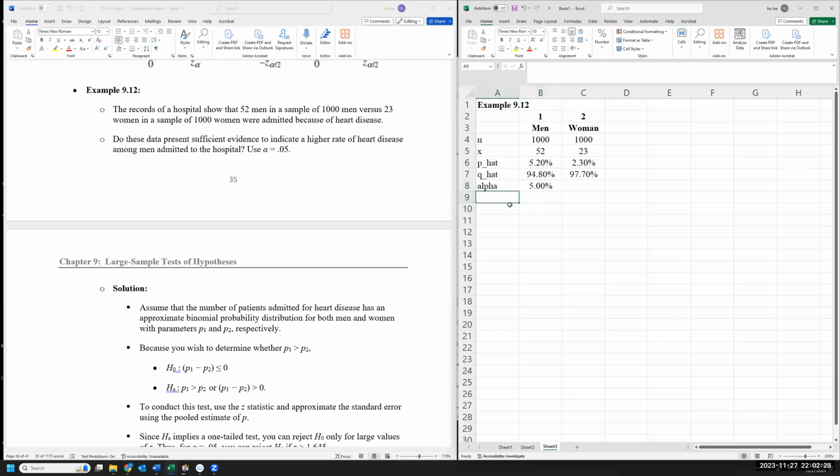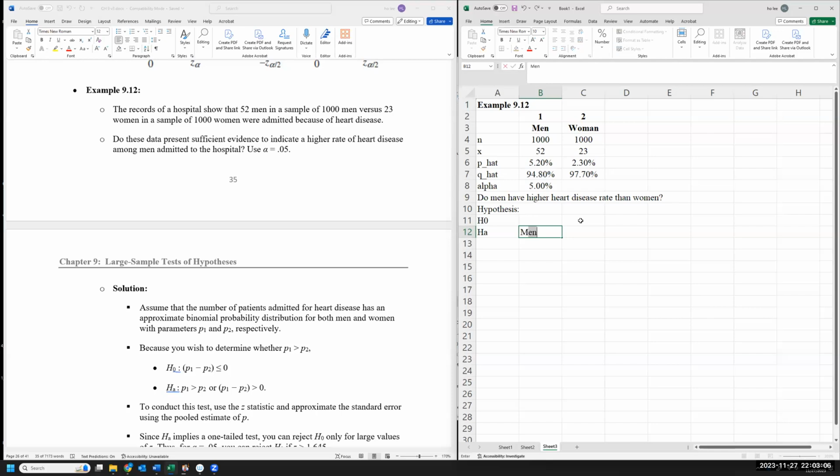Okay, let's do the testing. The question they ask is, does the data present enough evidence to indicate that men have a higher heart disease rate than women? Higher. So for the hypotheses, one side is strictly higher. One of the hypotheses, either null or alternative, is strictly higher, and the other one is less than or equal to.